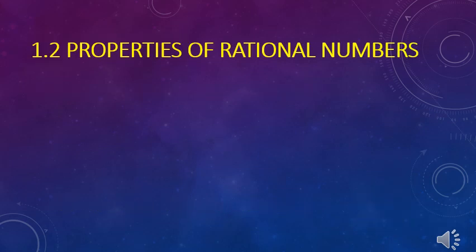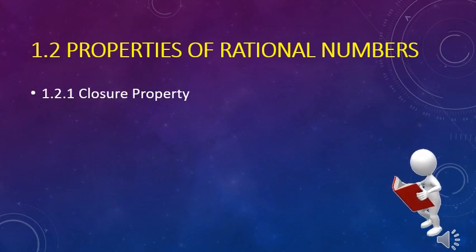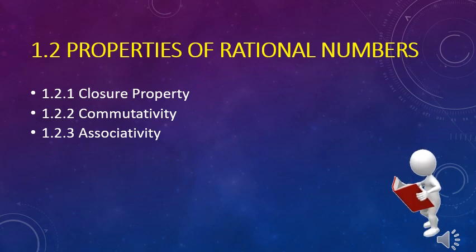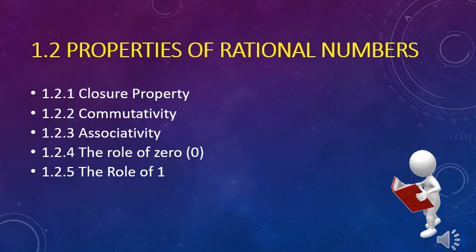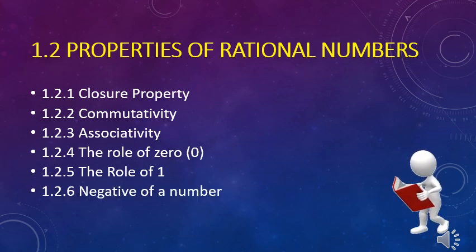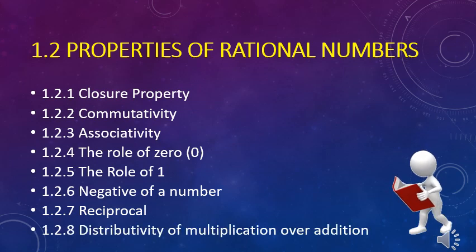Now we are going to see the properties of rational numbers. Under properties, we are going to study closure property, commutativity, associativity, the role of number 0, the role of number 1, negative of a number, reciprocal, distributivity of multiplication over addition.